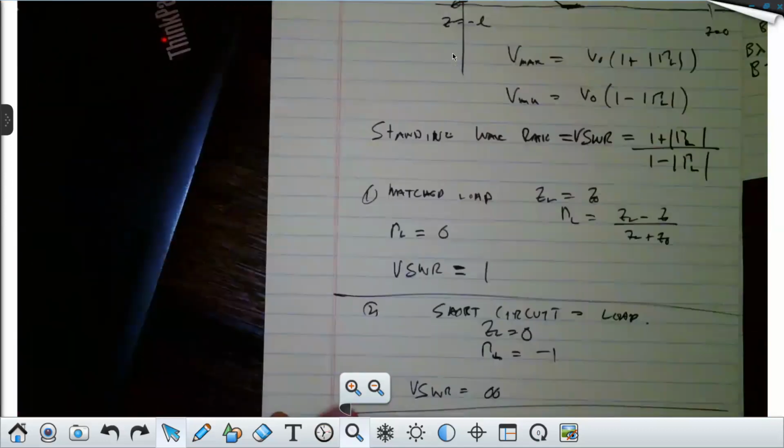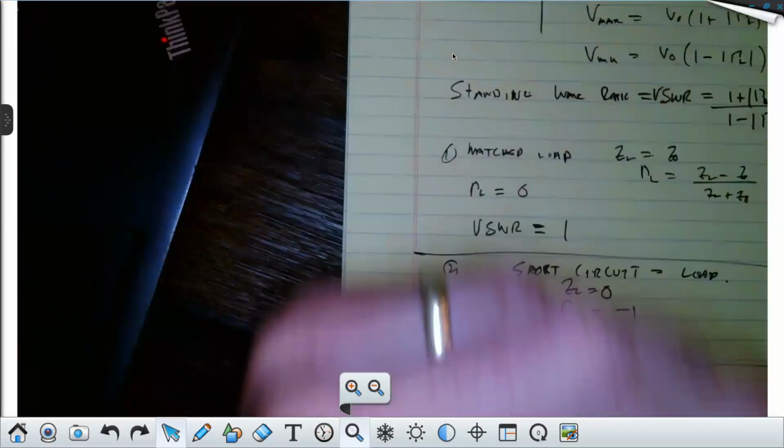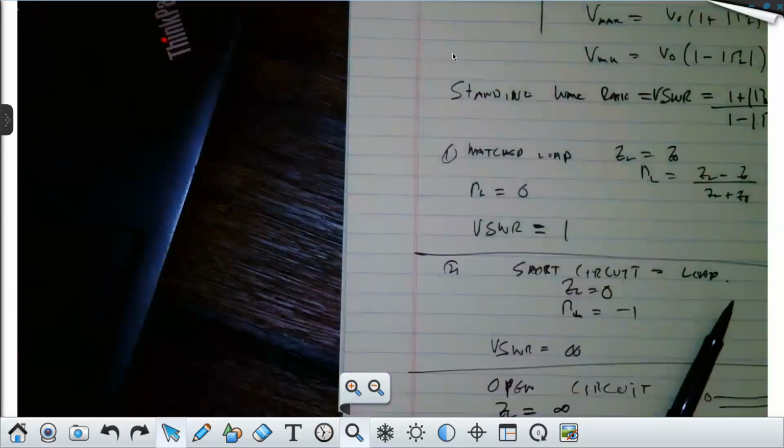So what'll happen is, no matter what the load is, the limits for the values of the VSWR are from 1, which is what you would like to get. That's what you want, to infinity. Are you with me, class?